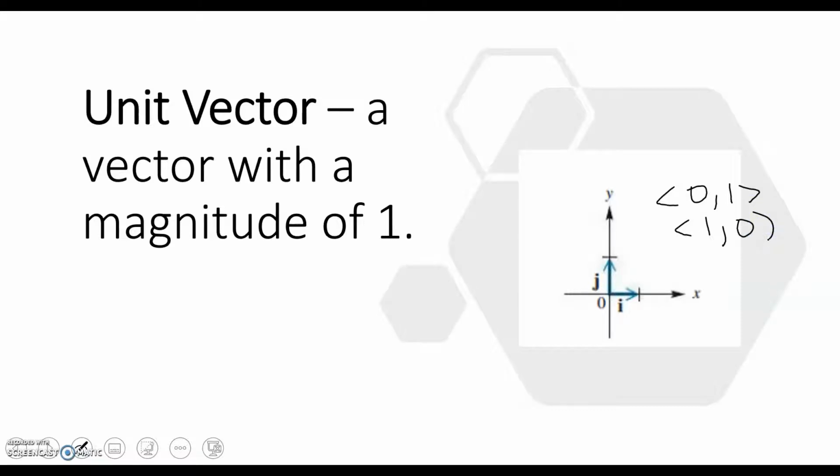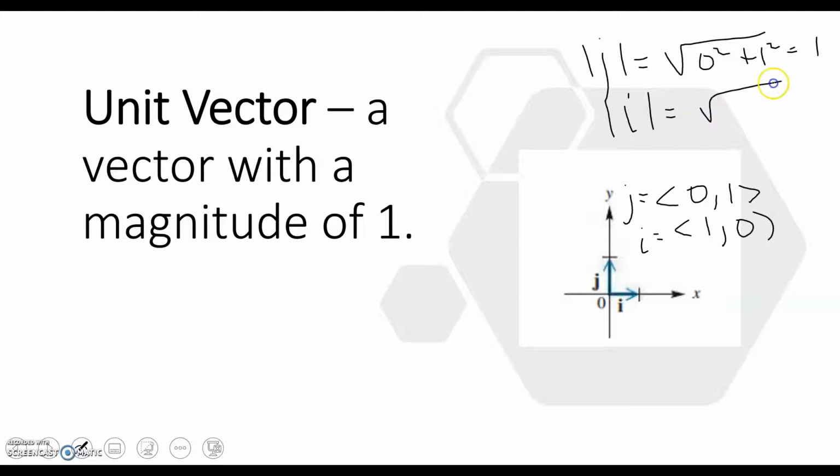So this is the vector j, and this one is the vector i. Those are two examples of a unit vector because their magnitude is 1. Remember the magnitude: the magnitude of j would be equal to the square root of 0 squared plus 1 squared, which is equal to 1. And the same thing for i: the magnitude of i would be the square root of 1 squared plus 0 squared, which is also 1. Those aren't the only ones, but those are the most obvious ones.